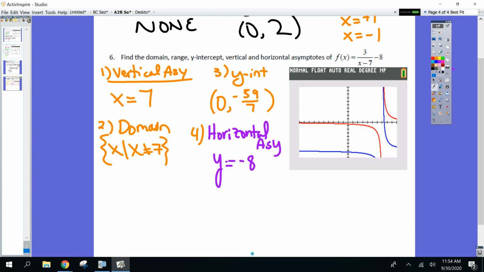So now, last one, what would your range be then? Y such that y cannot equal -8. Okay? A little trick right there you got to see. It only affects the vertical if you got a number on the outside there.